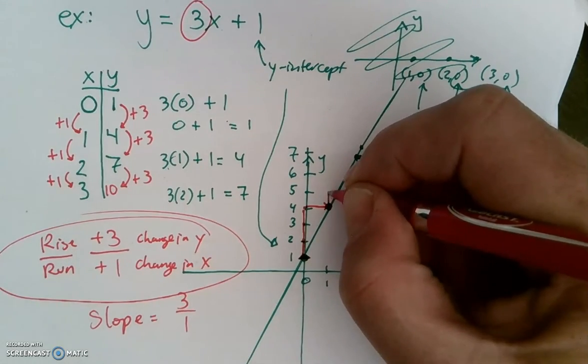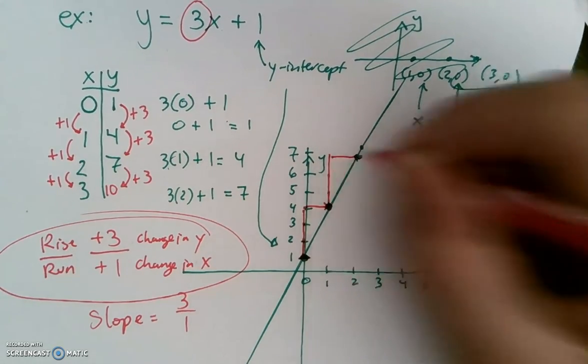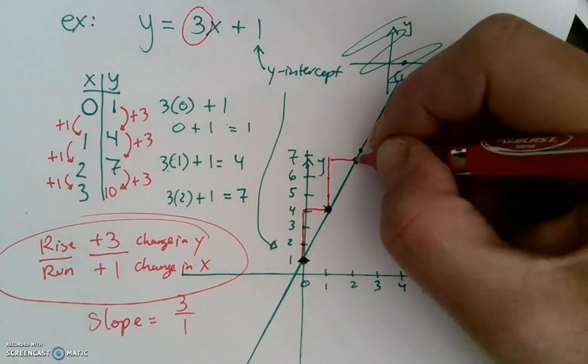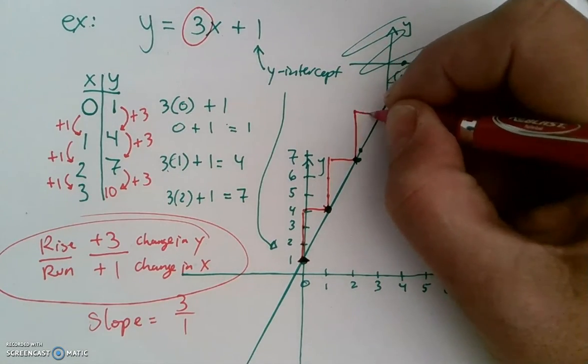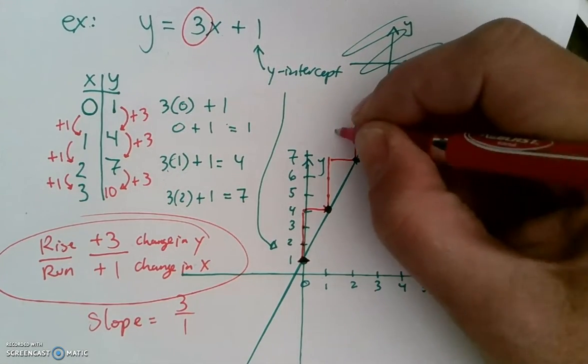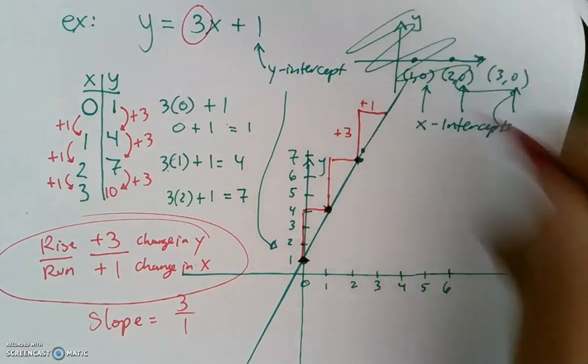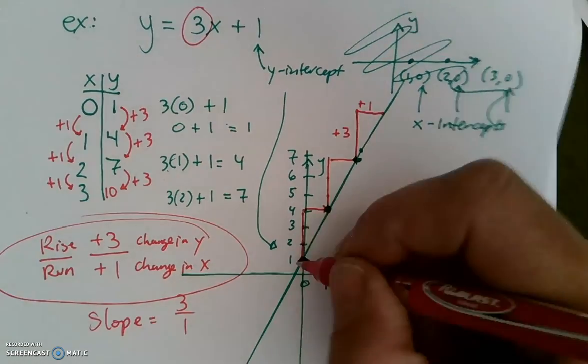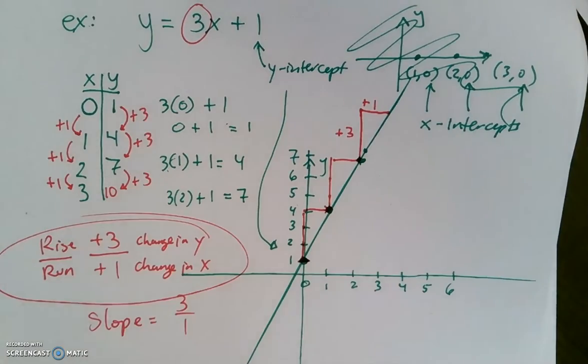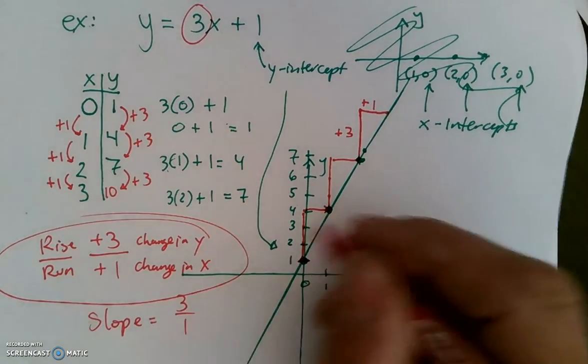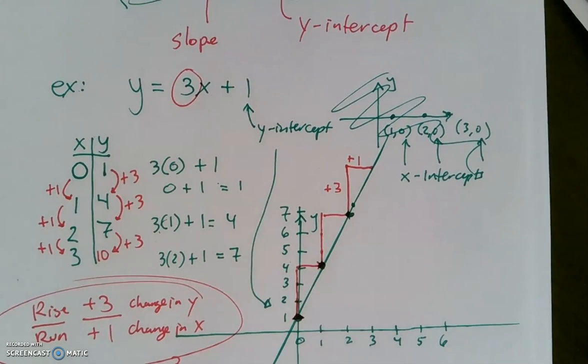Go up 1, 2, 3, and across 1. There you go. And if you keep this pattern up, 1, 2, 3, and 1. Like I said, if you've got graph paper, then you're just counting boxes. Just counting how many boxes up, how many boxes over. So 3 and 1 would be a slope, up 3 and across 1. That's going to be our shortcut.